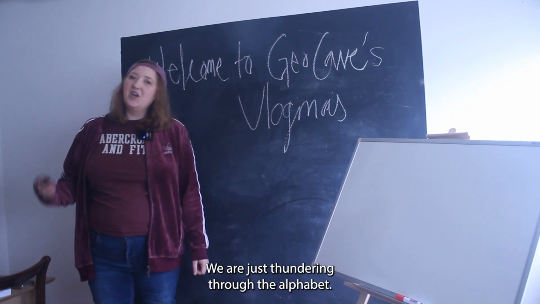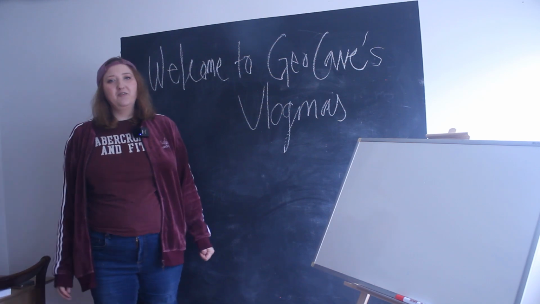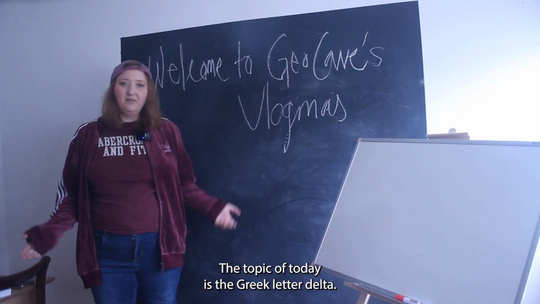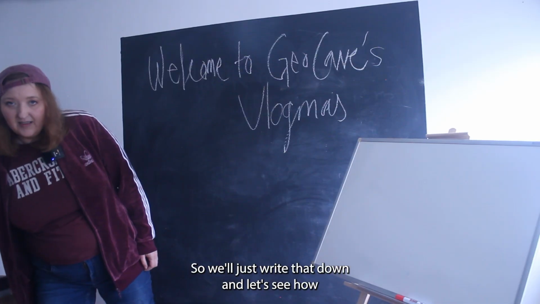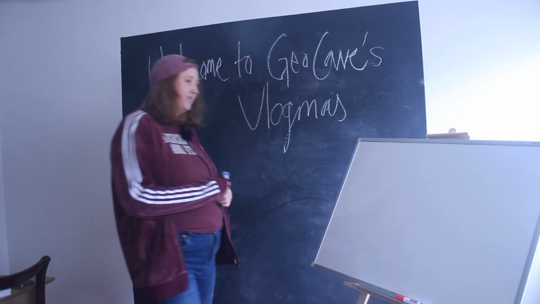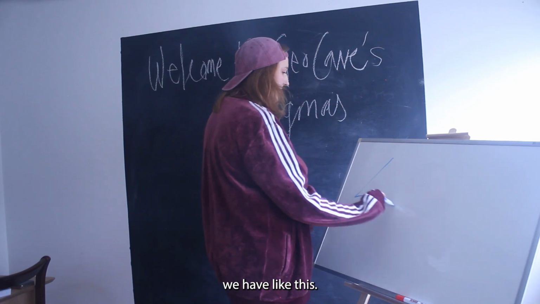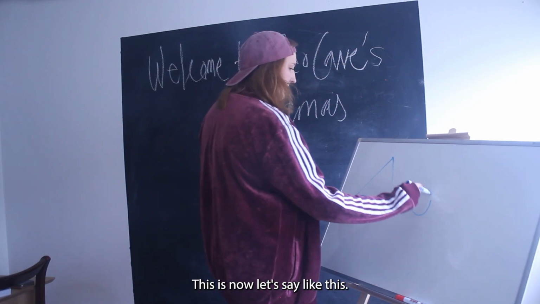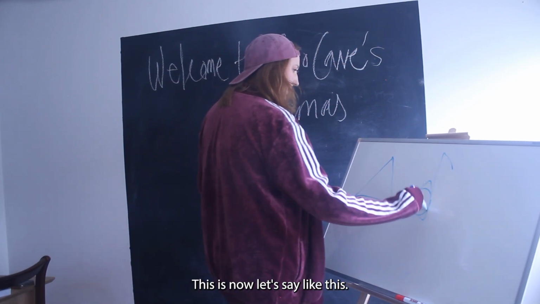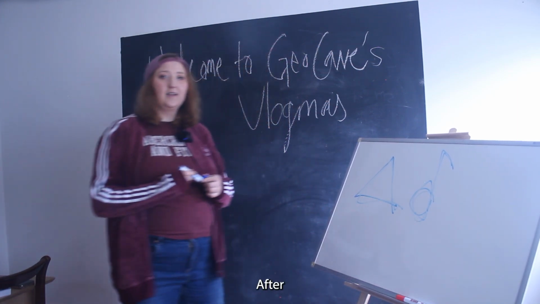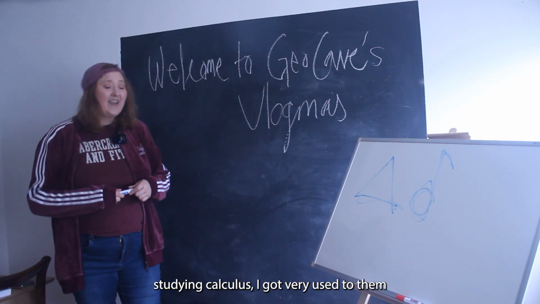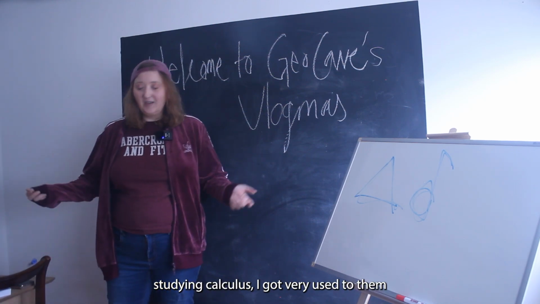We are just thundering through the alphabet and the topic of today is the Greek letter delta. So we'll just write it. Delta, let's see here. We have like this. This is, no, wait a second. Like this. This is delta. Studying calculus, I got very used to the letter.